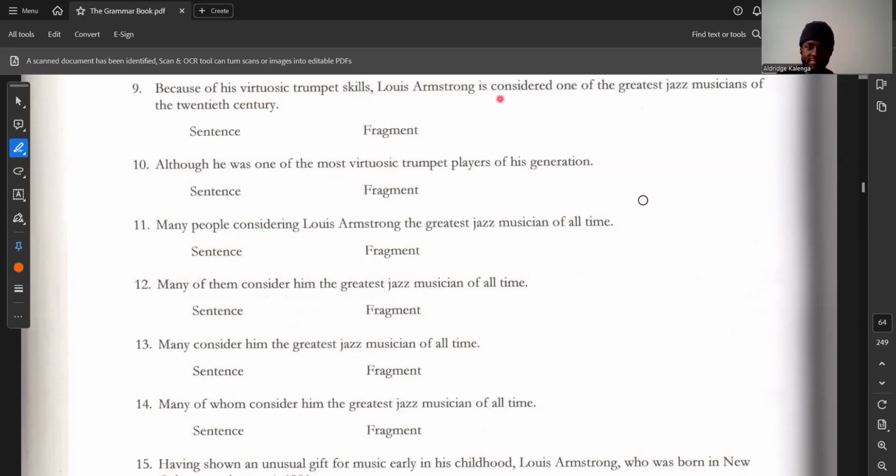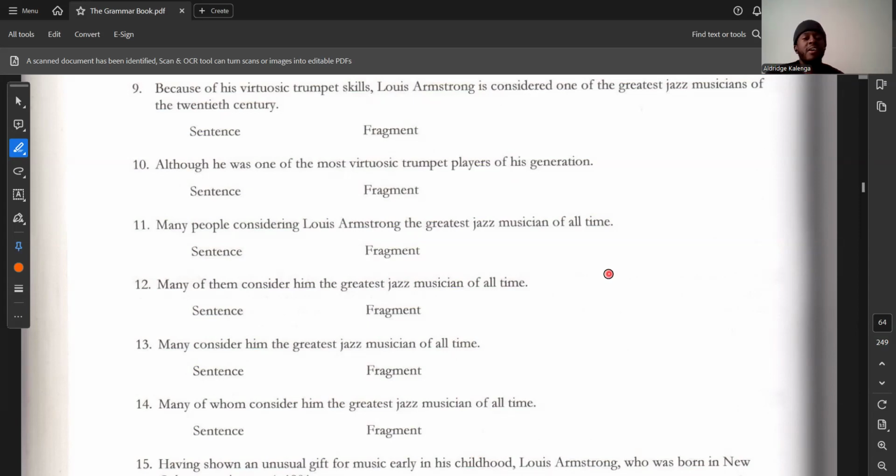Okay. So we have one now. Yeah, sentence. Nice. All right, let's move on. You guys are correct. You guys are doing fine. You're making me feel good. Feel like a proud father right now.